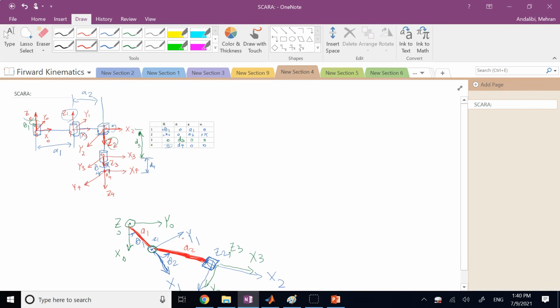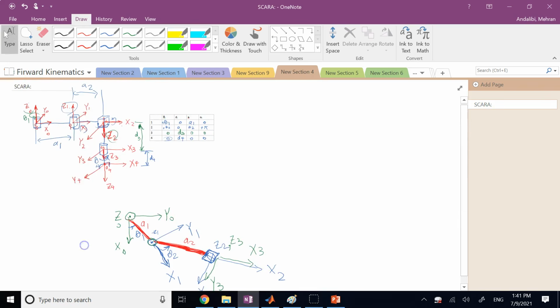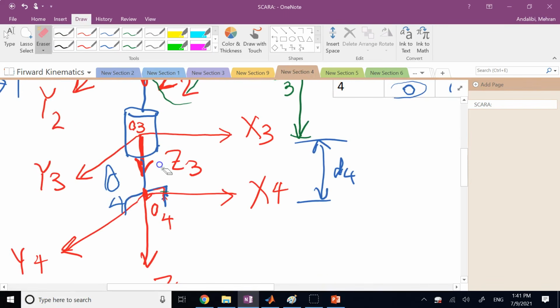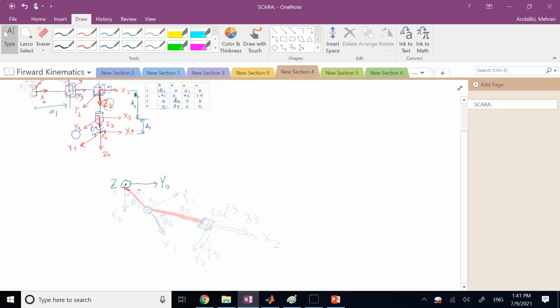So if you look now, when the angle theta 4 is in effect, since it is about positive Z4, the rotation of that is going to be actually backwards. So it's not going to be like this. It is actually going to be like that. Because Z3 is downward. So what does that mean?